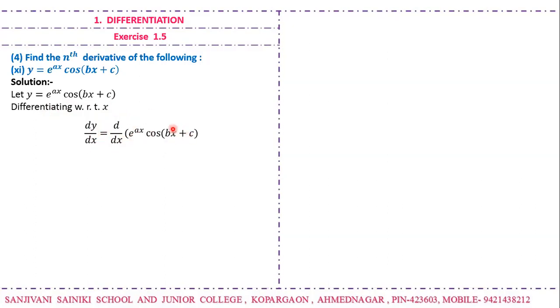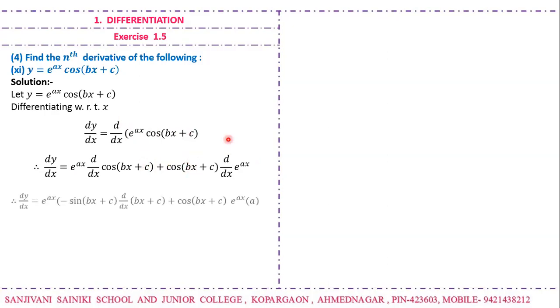Now here you have to use the product rule. First function as it is, derivative of the second function, plus second function as it is, derivative of the first function. Now derivative of cos of f of x is minus sin f of x into f dash of x, and derivative of e raised to f of x is e raised to f of x into f dash of x. Now here derivative of bx plus c is only b, and here derivative is a.